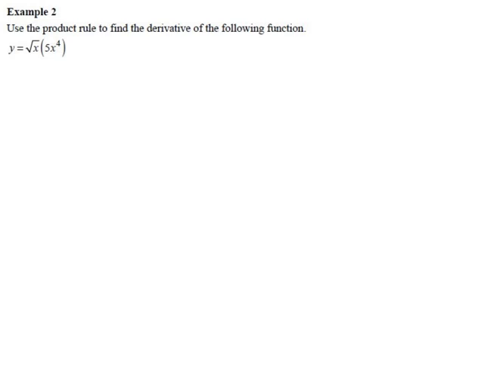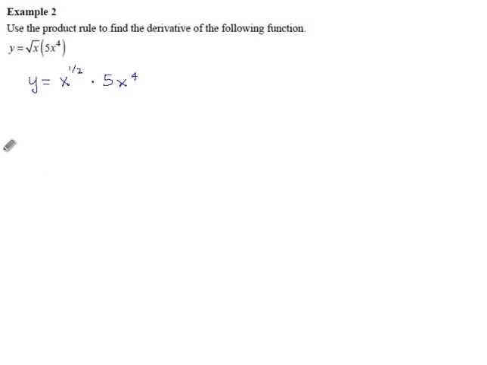Use the product rule to find the derivative of the following function. All right, we can do that. This root x is not our friend. I'm going to rewrite that as x to the 1/2 so that the power rule can help us, times 5x to the 4th.